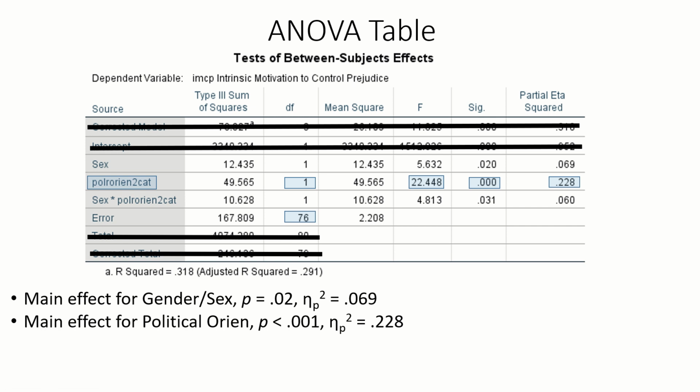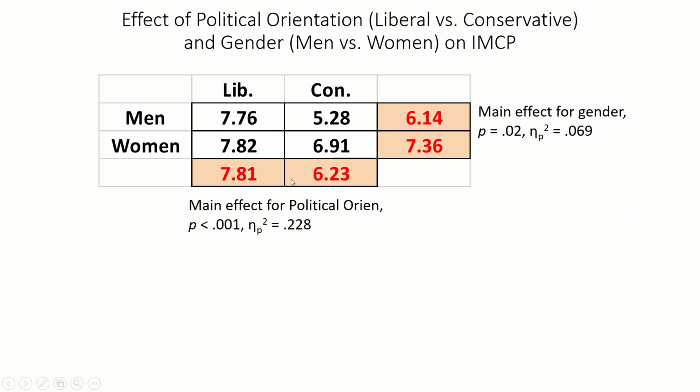So we do have a significant main effect of political orientation, and we have a partial eta squared value of 0.228. So it's quite a large partial eta squared value. So political orientation here is explaining 22.8% of the differences, right, in IMCP. That's pretty big, right? So we know now that we have a significant main effect of political orientation. We know here that the marginal means are significantly different, that liberals are reporting significantly higher levels of IMCP compared to conservatives.